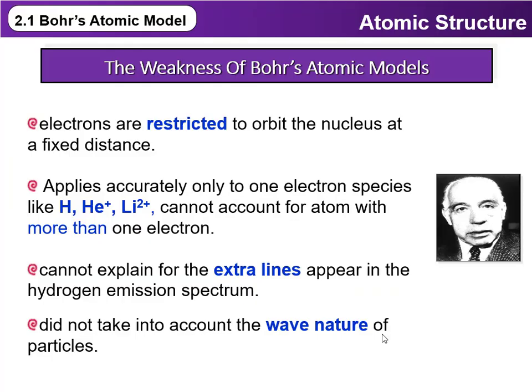However, Bohr's atomic model has a few weaknesses. Electrons are restricted to orbit the nucleus at a fixed distance, and it applies accurately only to one-electron species, like hydrogen, helium plus, lithium 2 plus. So kita tak boleh discuss untuk calcium, untuk magnesium, untuk carbon with more than one electron. So, it cannot account for atoms with more than one electron. It cannot explain the extra lines that appear in the hydrogen emission spectrum. And it also did not take into account the wave nature of the particles.